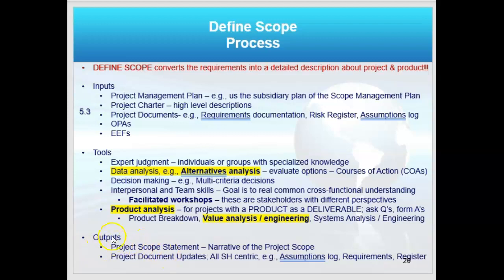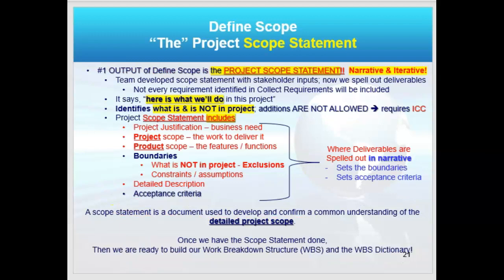And then, of course, your outputs are your actual project scope statement. It's a narrative of what you're going to do, and document updates. Now, here's what the scope statement looks like, right? It is a narrative, and you can update it in an iterative fashion. And what a scope statement is saying is, man, here's what we're going to do on this project in 7, 10, 12 sentences.